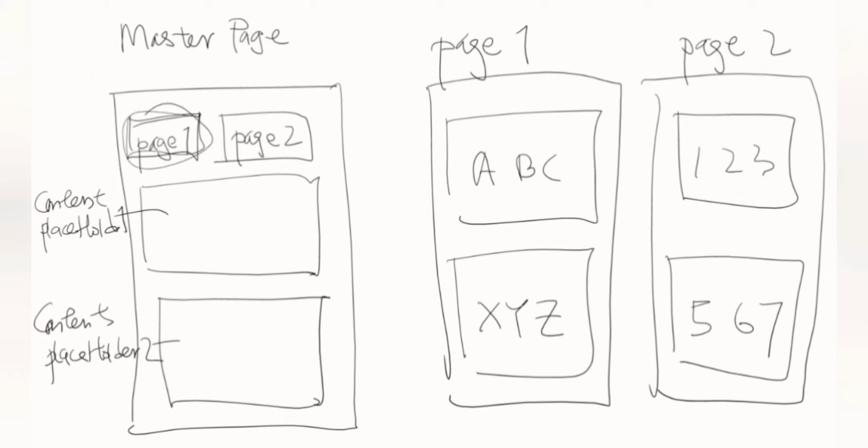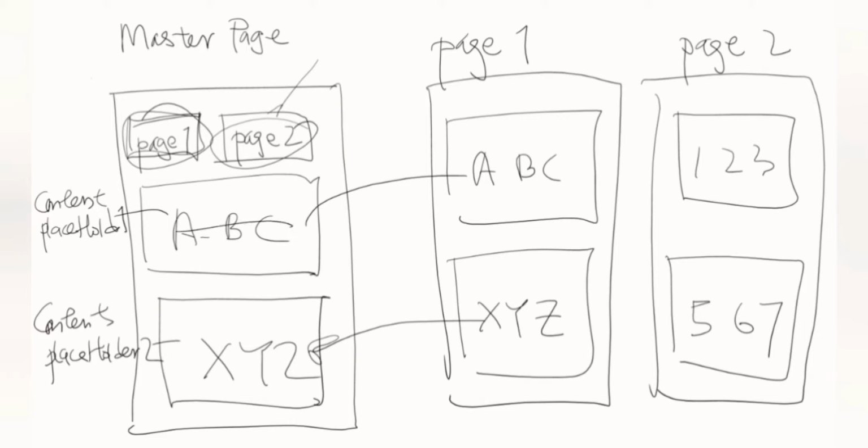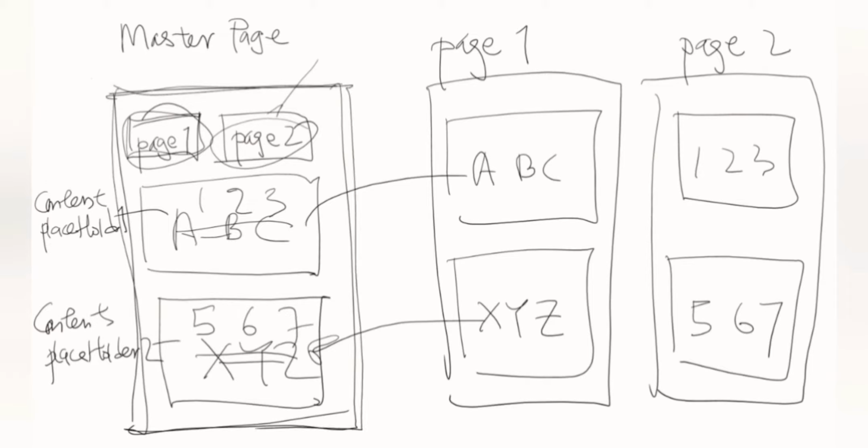When you press on page 1, the page 1 content will display over here like this, and when you press on page 2, the page 2 content will replace the page 1 content and display 1, 2, 3 and 5, 6, 7. That's why this one is called the master page. Okay, now we can start to write the code.